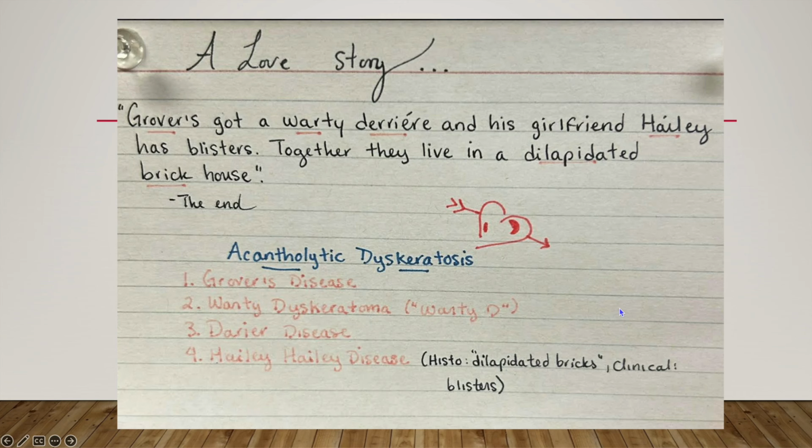So this is Dr. Capon's little mnemonic for the differential of acantholytic dyskeratoses. And it's like a love story. Grover's got a warty derriere, and his girlfriend Hailey has blisters. Together, they live in a dilapidated brick house. So you have Grover's warty dyskeratosis, which we didn't go over, Darier's disease, and Hailey-Hailey.